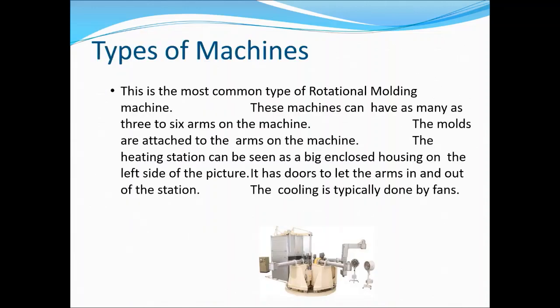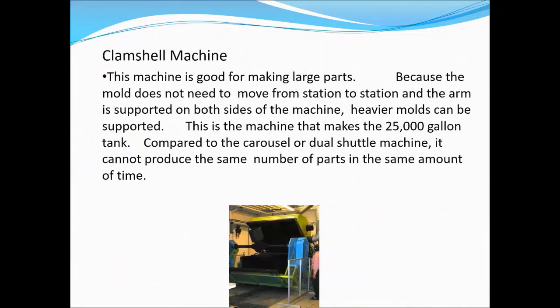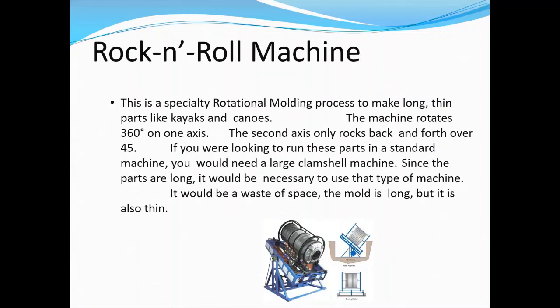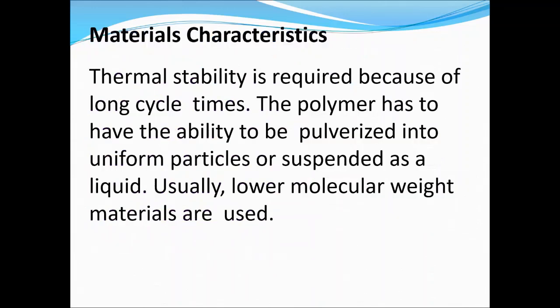based on the shuttle machine, clamshell machine, and rock and roll machine. These are all used to produce balls, buckets, bathtubs, etc. Material characteristics: thermal stability is required because of the long cycle.